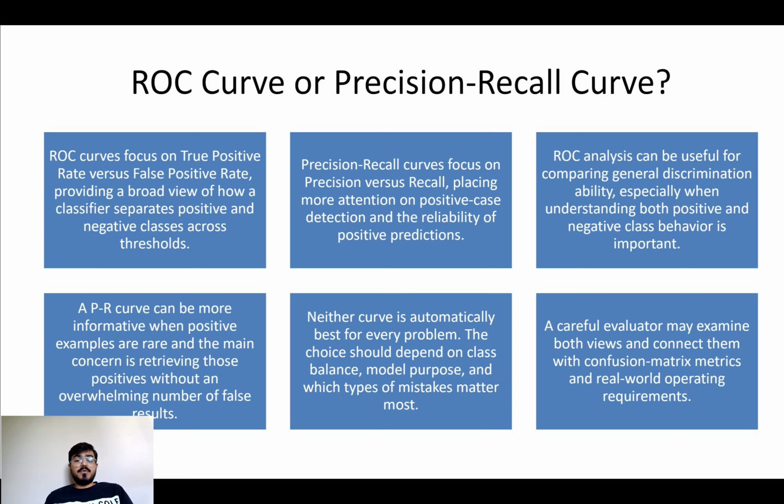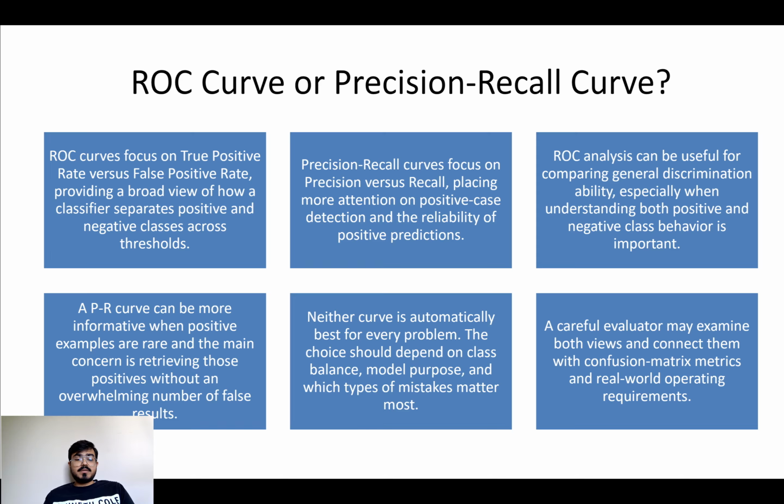At this point, you may be wondering which graph is better, the ROC curve or the precision recall curve. The ROC curve gives us a broader view of how well a model separates positive and negative classes across different threshold values. The precision recall curve, on the other hand, focuses only on precision and recall. It tells us how well the model detects positive cases while also showing how reliable these positive predictions are. For example, in fraud detection, most transactions are normal while only a small number are actually fraudulent.